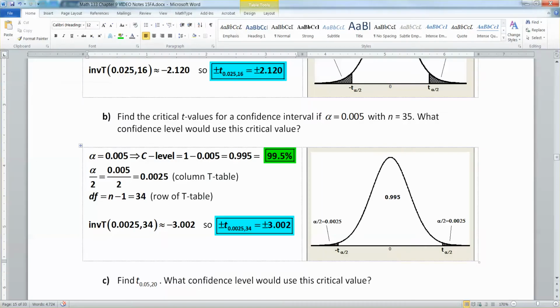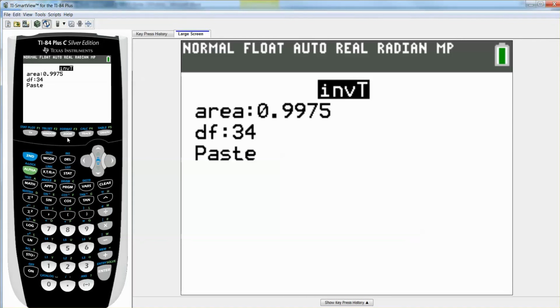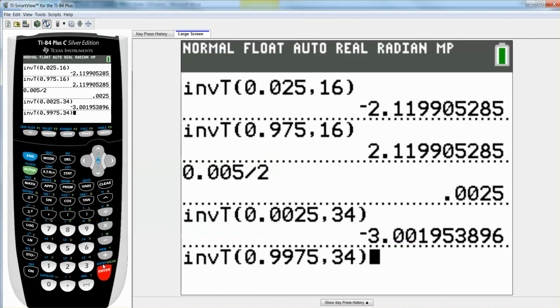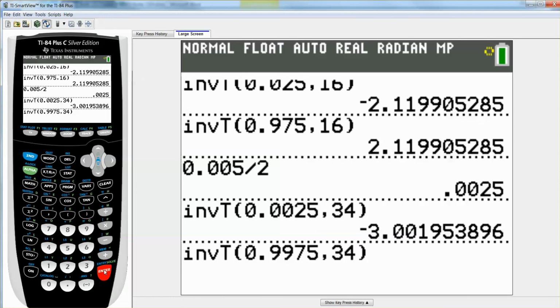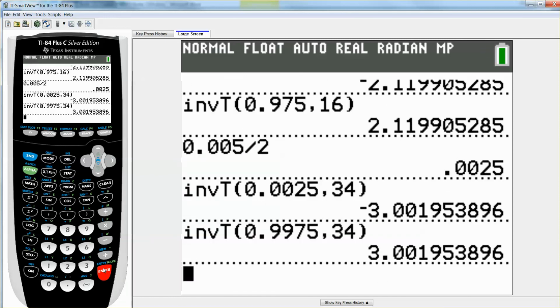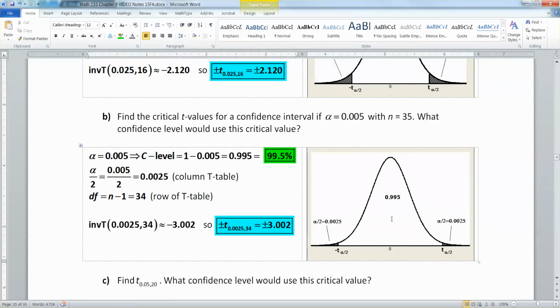Oops, I just closed my calculator. There, it's back. All right, so 0.9975, 34, paste. And I'm getting that by adding 0.995 and 0.0025 together in my head. But because you're looking for the left tail area to put into a calculator, if you add that center portion plus that tail over there, you get that.